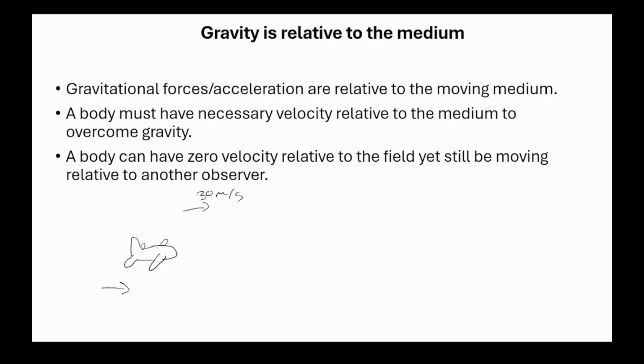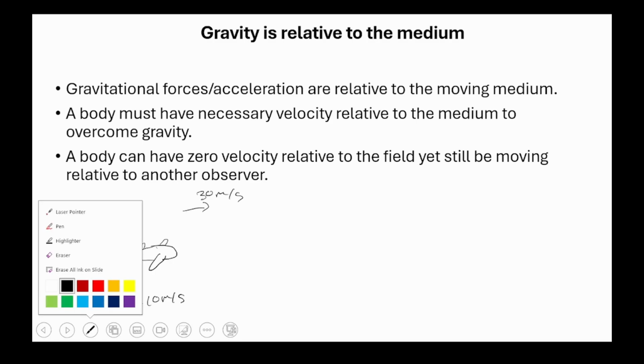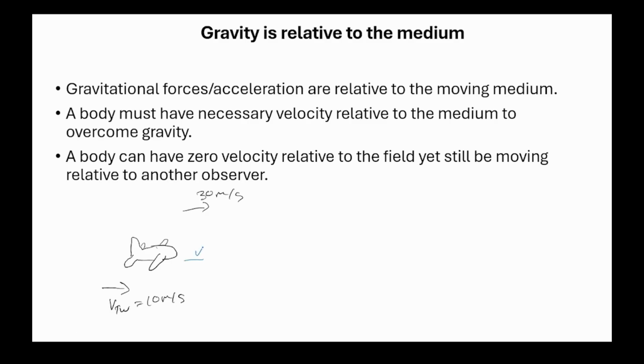However, if you get a tailwind, typically the tailwind would push the plane along, but if it doesn't, the plane's going to be moving only 20 meters per second relative to the tailwind, and it is going to ultimately, you know, your airspeed is going to be 20, and so this poor plane is going to come down.